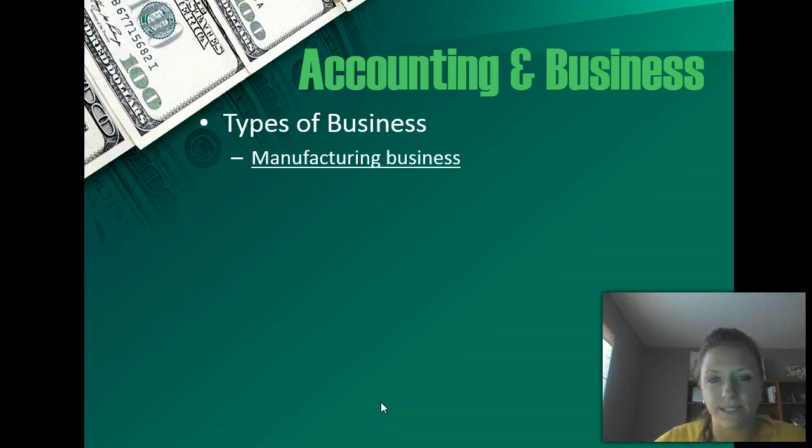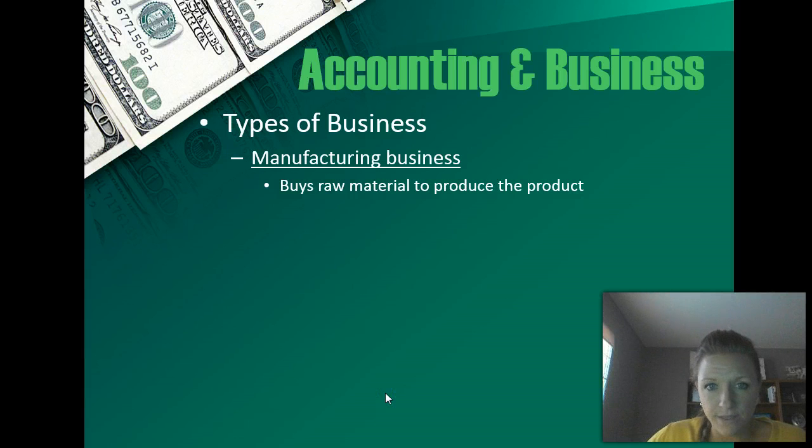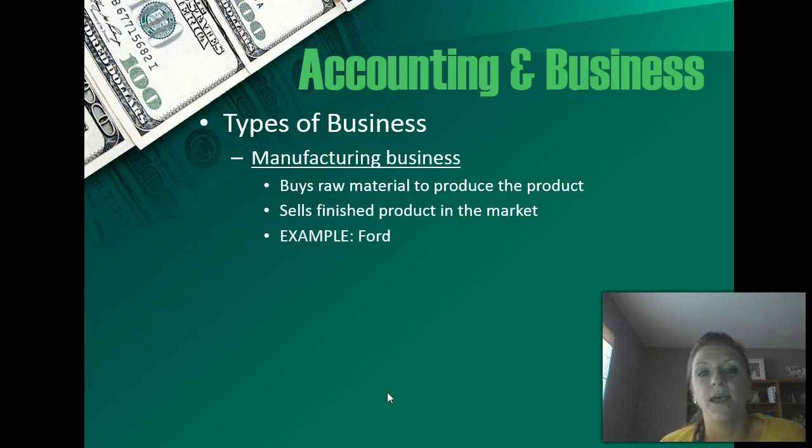Okay, types of businesses, or the structure of businesses. There is the manufacturing business. A manufacturing business buys raw material in order to produce their product. Then they take that product and sell it in the market. An example of this would be Ford. They manufacture and make their own cars. They might buy different parts, but they manufacture it and put it all together to make their own product.